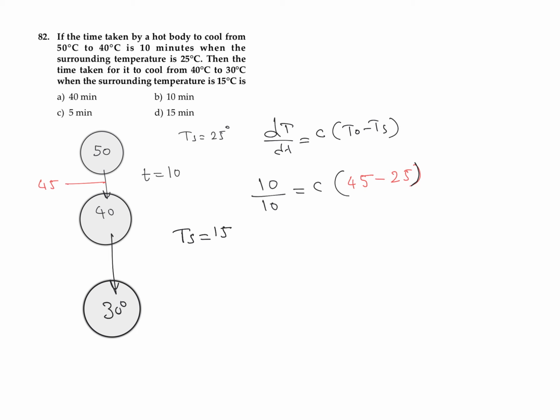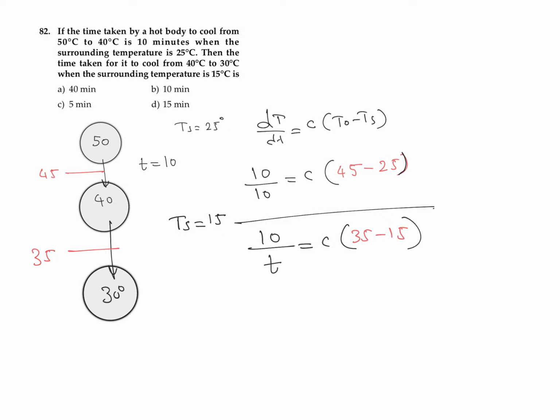So if we are writing the same equation, we can write this as change in temperature is 10. Time taken for that is the value we need to find out, and constant C and temperature of object, again we need to go for the average value, which is 35. So we can write this 35 minus 15.